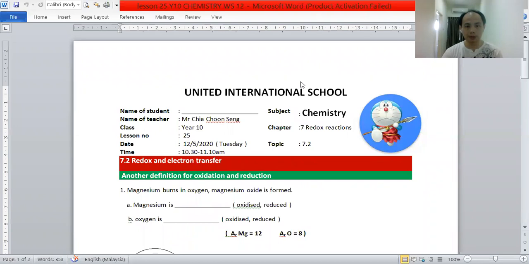Okay, 7.2. The topic is redox and electron transfer. 7.1 is oxidation and reduction, talking about oxygen being gained or oxygen being lost. This time we are going to talk about redox as related to electron transfer.